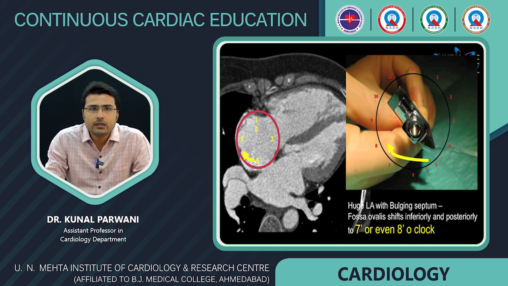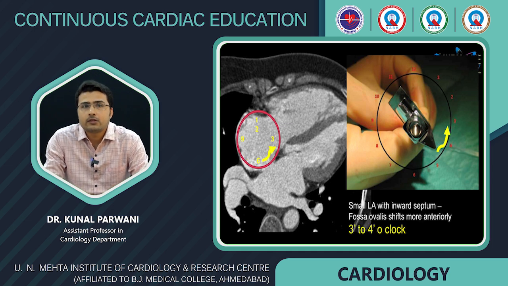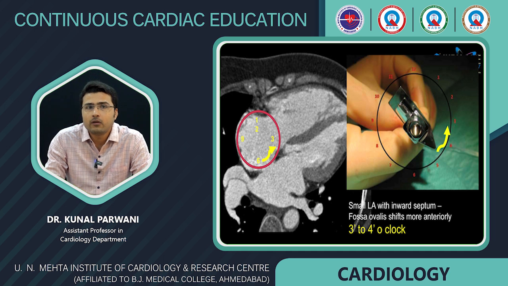In this slide you can see, if there is a huge LA with a bulging septum, the fossa ovalis is shifted inferiorly and posteriorly, and then the indicator has to be placed at 7 o'clock or even 8 o'clock position. If the LA is too small with the inverted septum, we have to bring our indicator to the 3 to 4 o'clock position.